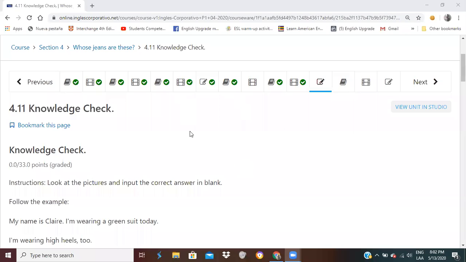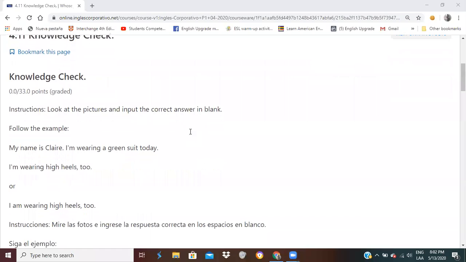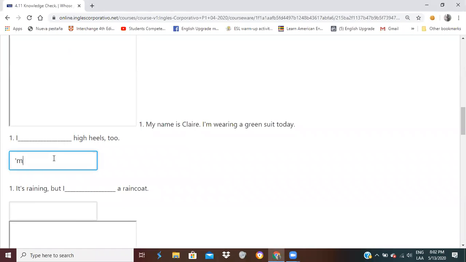Para los que van entrando, hello, Carla. Vamos trabajando en la sección Knowledge Check, sección 411. Van a completar las oraciones con el complemento del verbo to be. I am, you are, we are, they are, she is, for example. ¿Estamos listos? Ya empezó a llover. ¿Alguna pregunta antes que empecemos? No. Ok. Nos vamos en parejas. Ready, let's go.